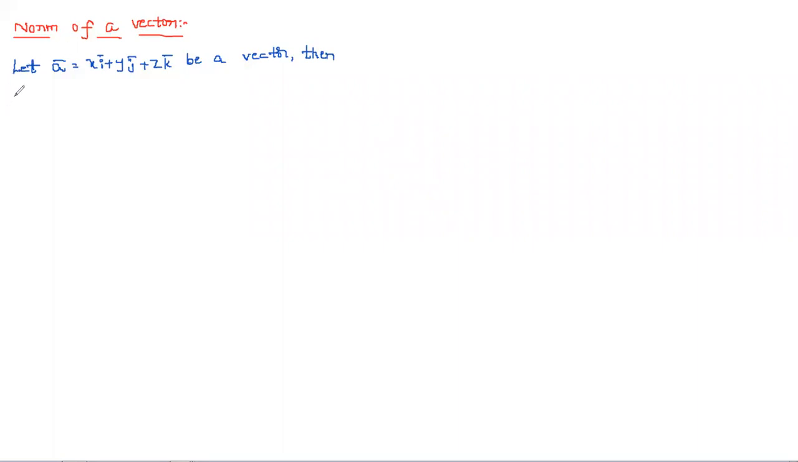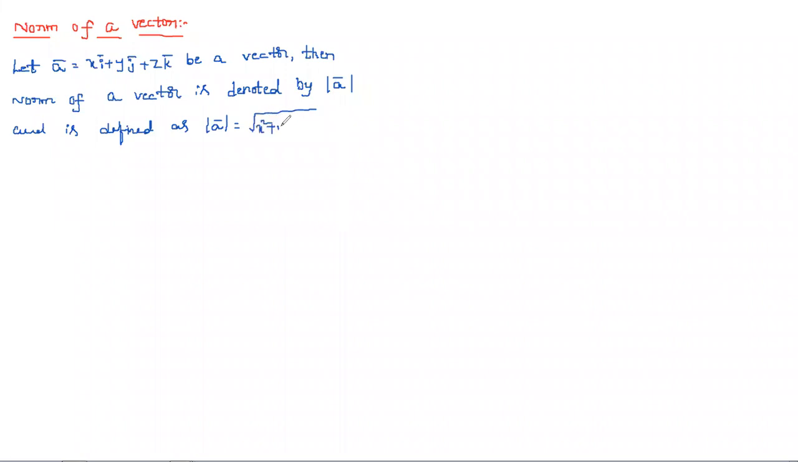The norm of a vector is denoted by modulus a bar, nothing but magnitude, and is defined as mod a bar is equal to square root of x square plus y square plus z square.